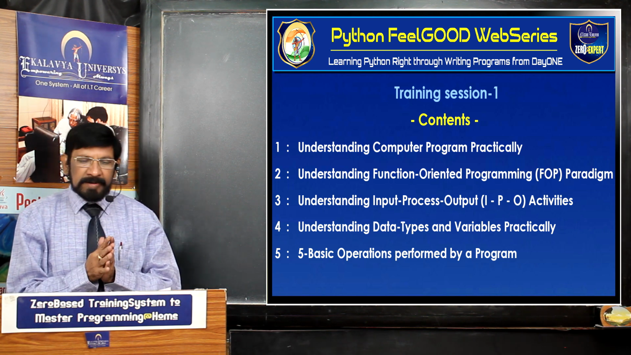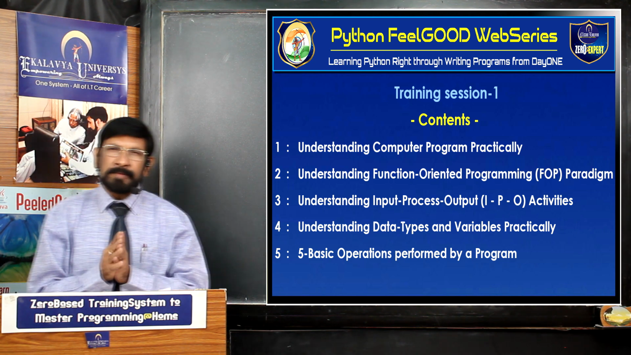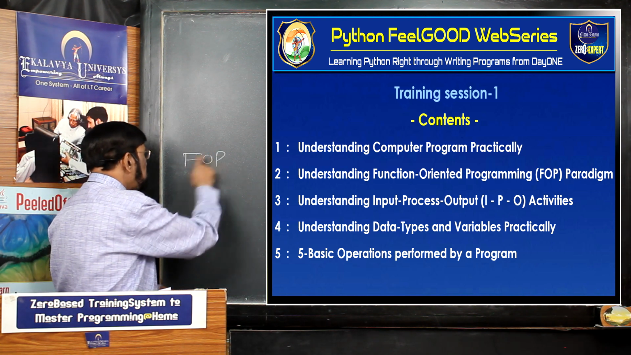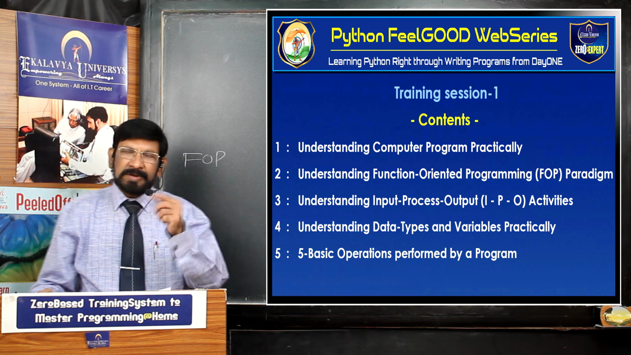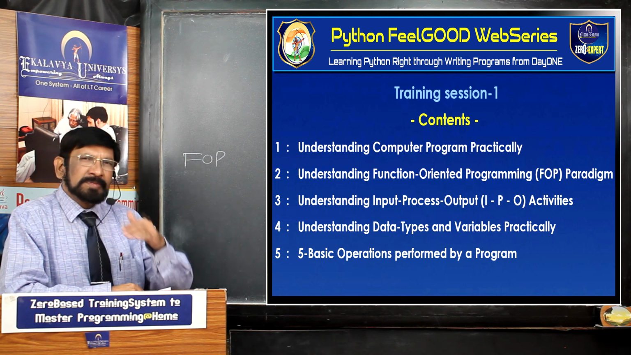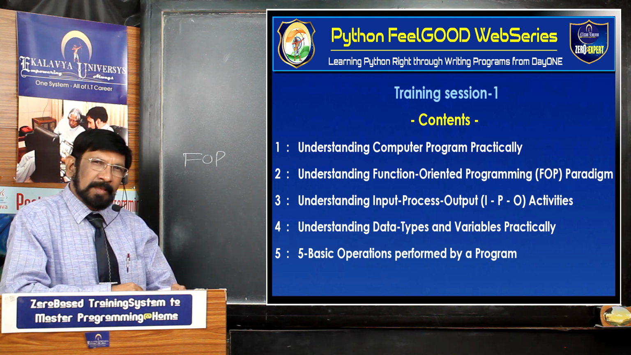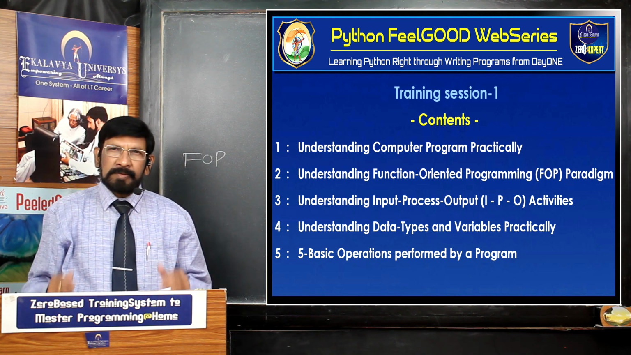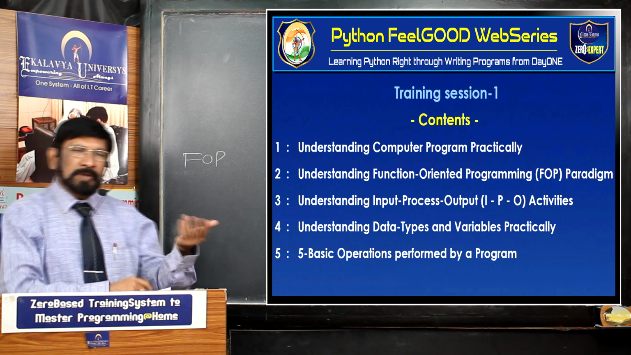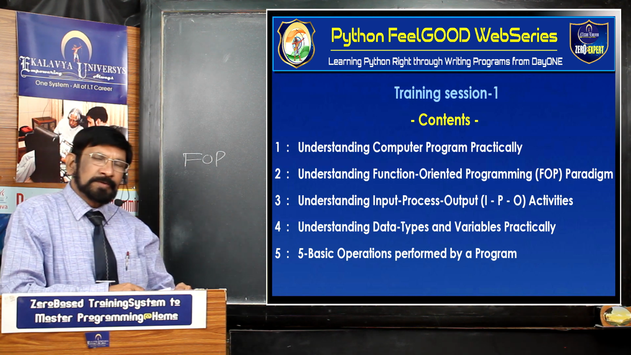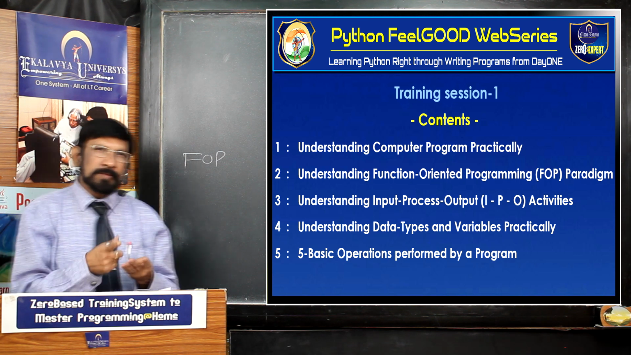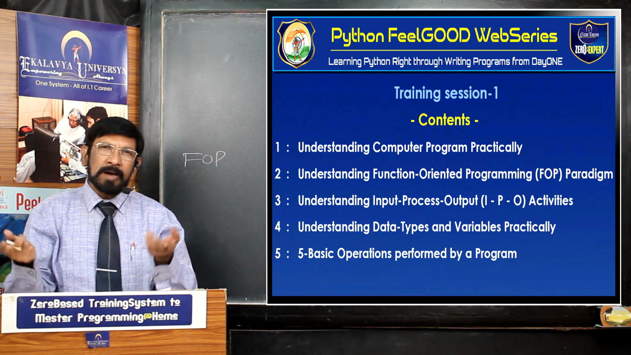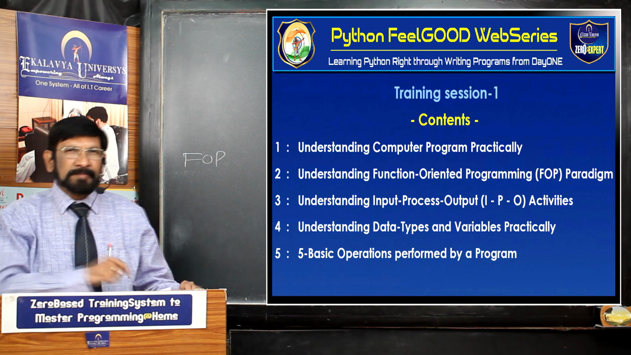The second one is understanding the function oriented programming paradigm. This is simply called the FOP paradigm. Paradigm means, first you understand what is a paradigm. Paradigm means an implementation model. For example, you want to reach a destination. For reaching a destination, you can have alternative implementation models. You go by walk, you use a cycle, you may use a bike, you may use a car, or you may go by bus. That is an implementation model.